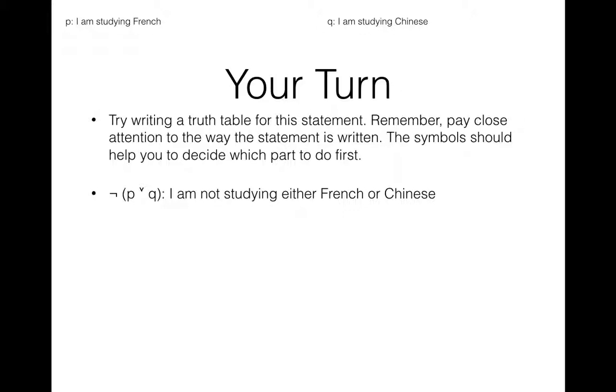Right, your turn. See if you can write yourself a truth table for this statement. Pay close attention to the way the statement is written, because the symbol should help you decide which part to do first. I'm thinking BODMAS here in particular, the beginning of BODMAS. So pause the video and see if you can work your way through to see which truth tables you should use to help you.